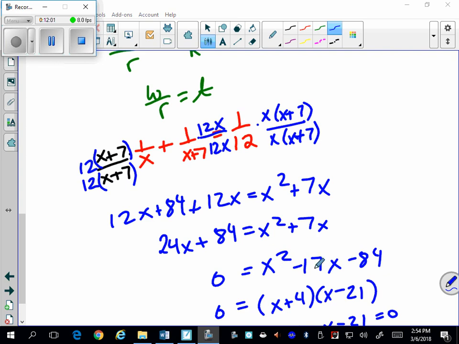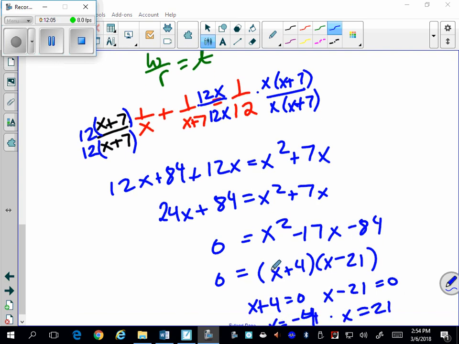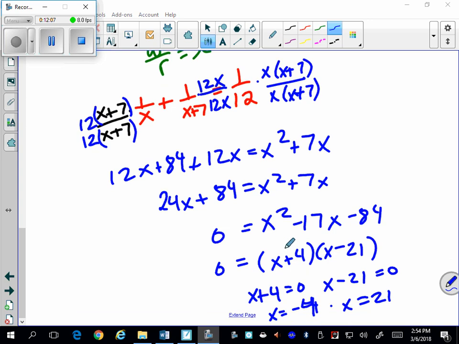You can use the quadratic formula. You can factor these. I factored it, and I get x plus 4 equals 0 and x minus 21 equals 0. That's why you use factors to solve. Solving each one, you get x equals -4 and x equals 21. Well, -4 doesn't make sense because you can't have -4 hours. So the answer is 21 hours.